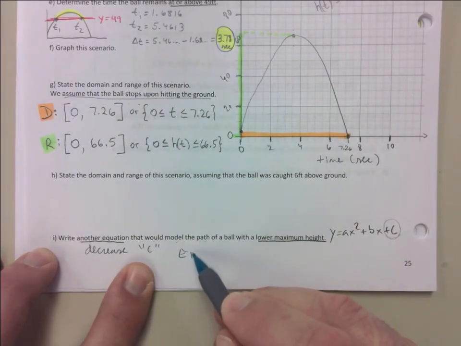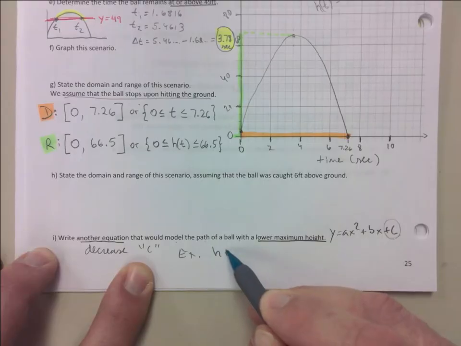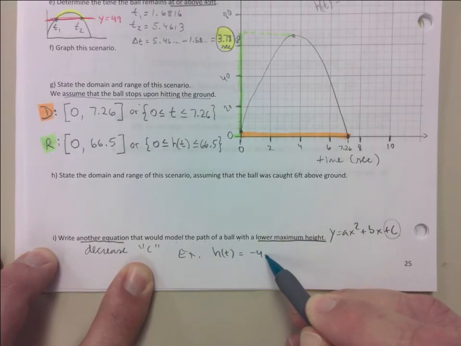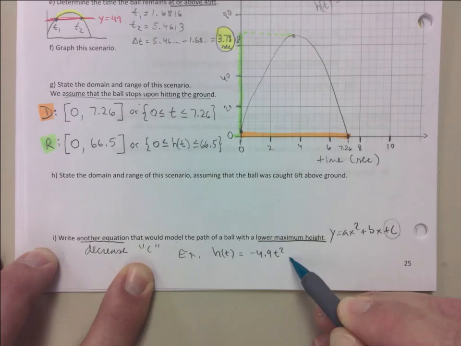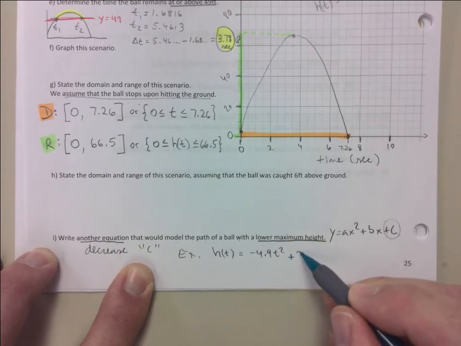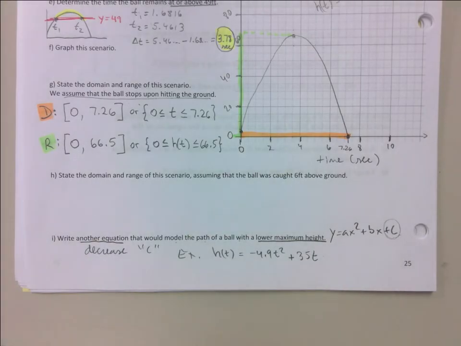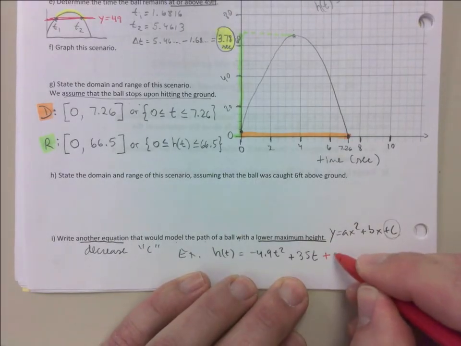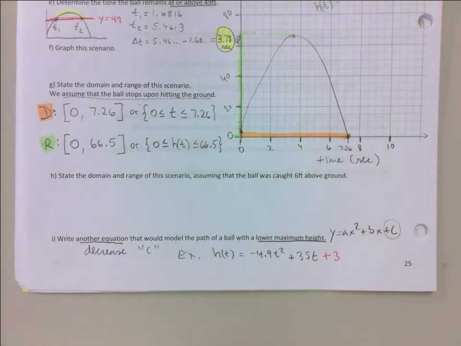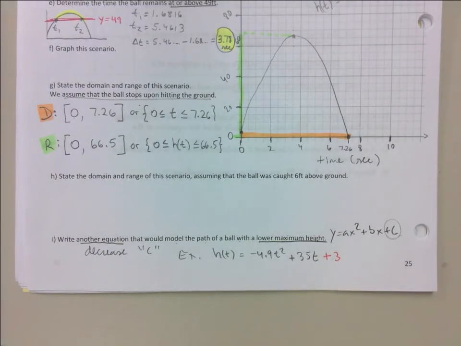So for example, another equation would be h of t is negative 4.9 t squared plus 35t. And what am I going to do here? I'm going to say plus 3. Anything lower than 4. There used to be a 4 there. We're going to do 3.